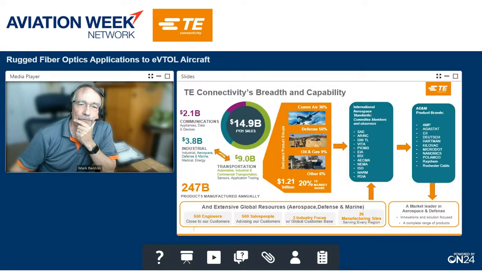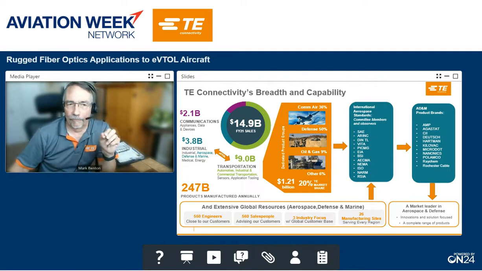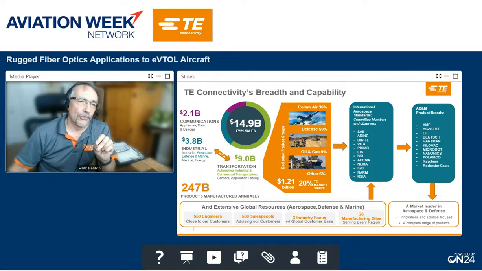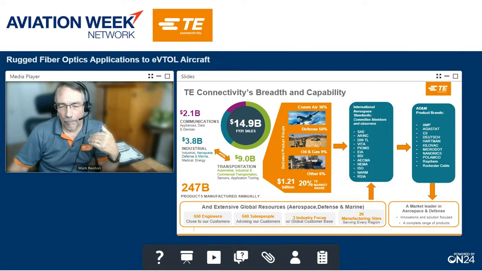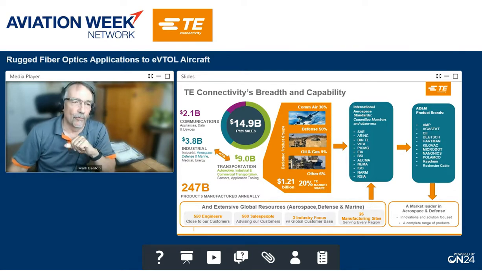A little bit of introduction on TE. TE overall is about a $15 billion company. It's divided up into three major segments, if you will. There's the communications segment, which is your typical datacom communication world. We have the industrial segment, which my business unit, Aerospace, Defense and Marine, is part of. And there's a transportation segment, which is far and away the largest part of the TE business.